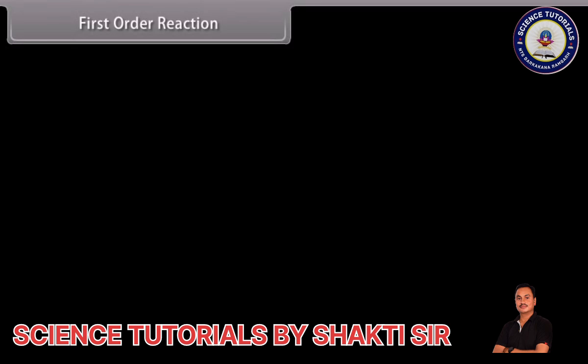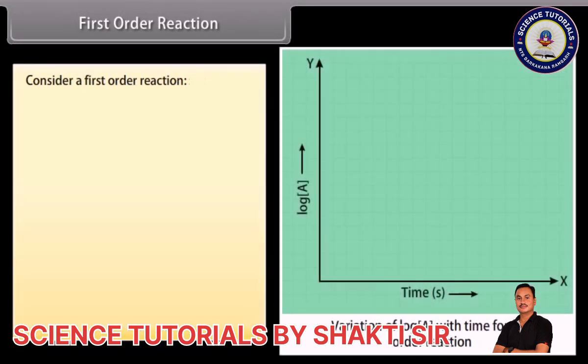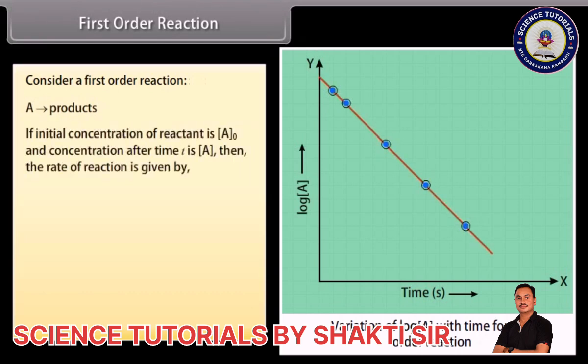First-order reaction. Let us consider a first-order reaction in which A is changing into products. If the initial concentration of reactant is A naught, and the concentration after time t is A, then the rate of the reaction is given by minus dA by dt is equal to the product of K and A. It can be written as minus dA upon A is equal to K dt.